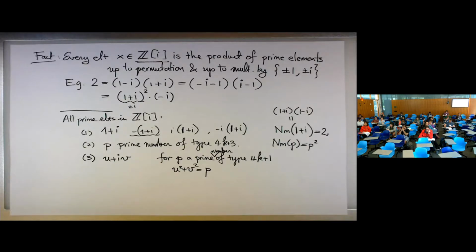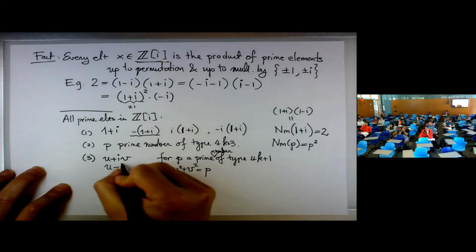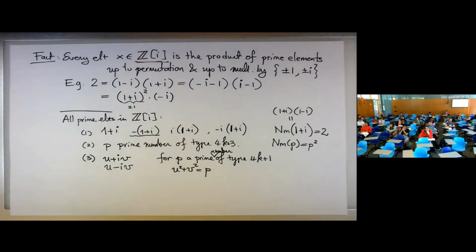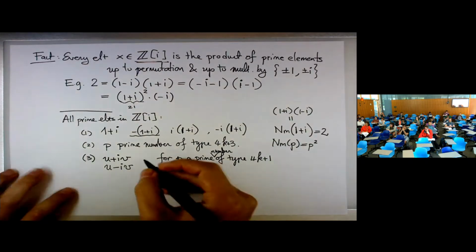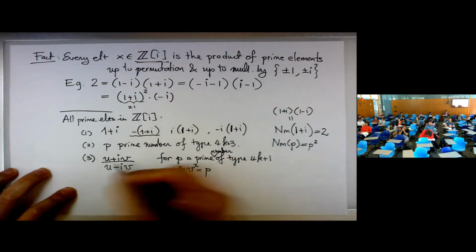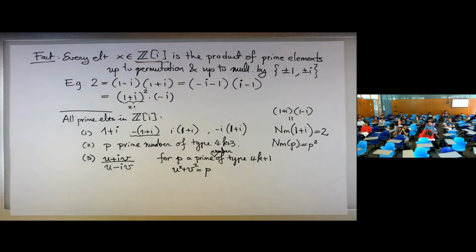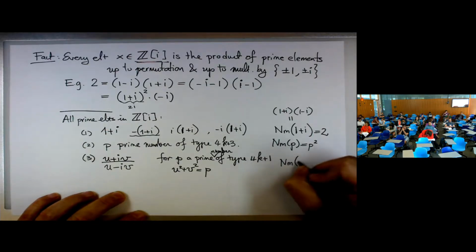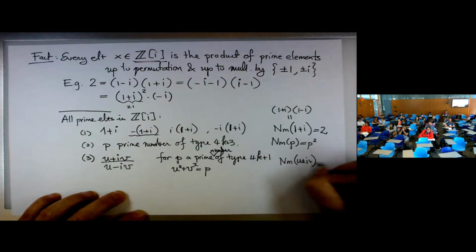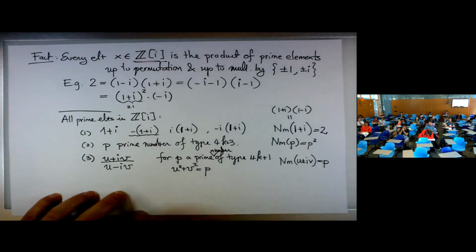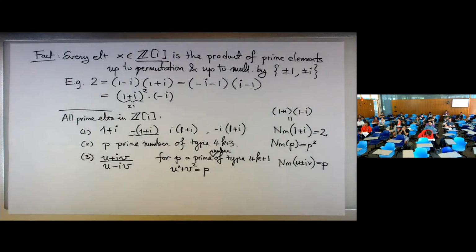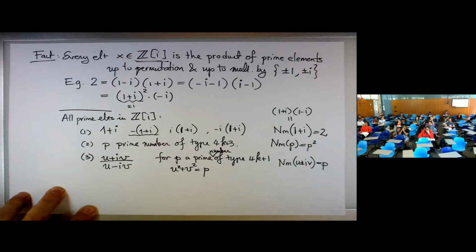So U plus iV is going to be a prime in Z[i], and also U minus iV is going to be a prime in Z[i]. And of course, the first one you can also multiply by plus or minus 1, plus or minus i, and the second one also. So if you want to find a prime whose norm is P, there are 8 of them. This one will produce 4, the other one will produce 4. But there are essentially 2 classes, U plus iV and U minus iV, up to multiplication by a unit.